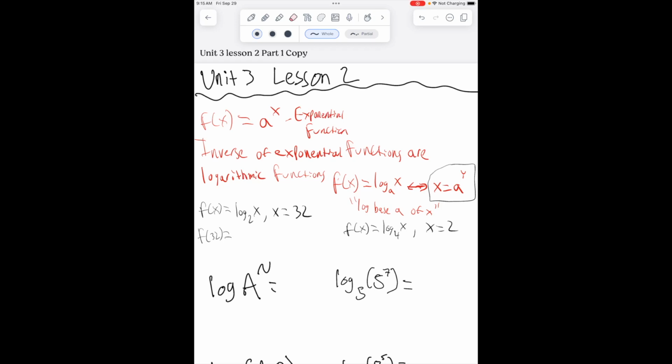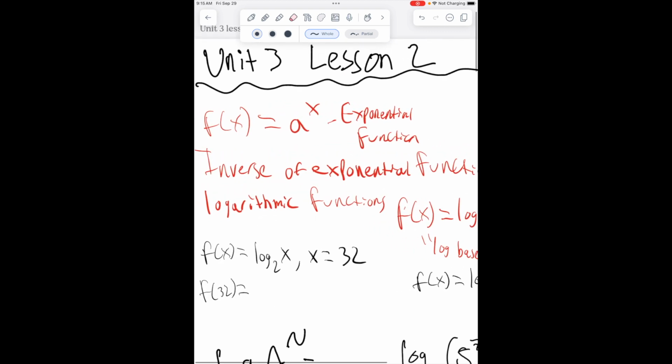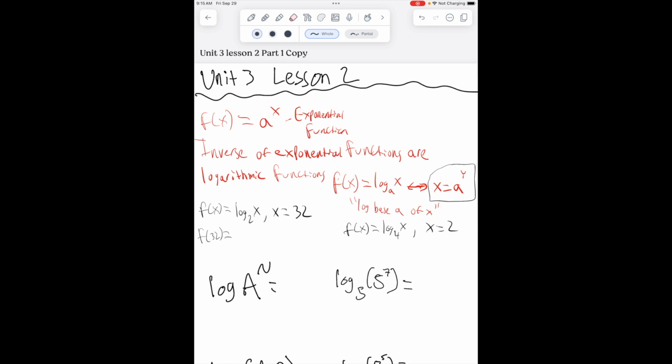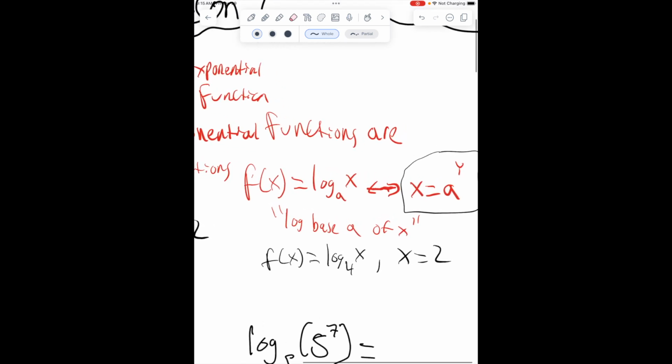Going to continue with logarithms. Okay, talking about logarithms. So logarithms are the inverse of an exponential function. So if we have the function a to the x power, the inverse of that would be a logarithm.